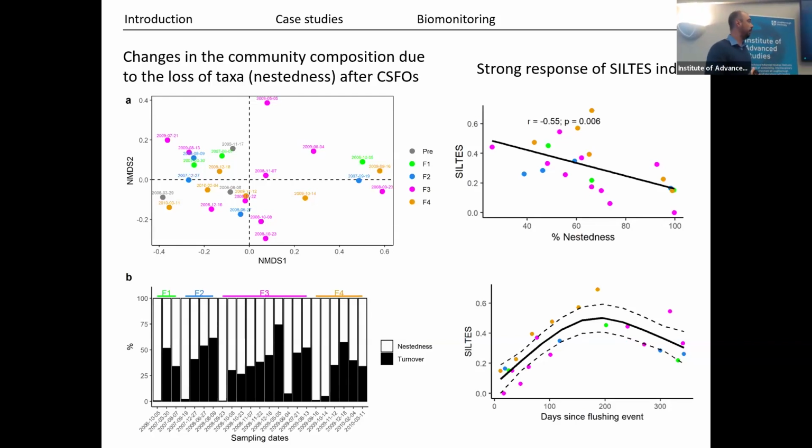Again, we found that these operations strongly altered the composition and diversity of macroinvertebrate communities, and especially these consisted in the loss of taxa during the first days after the operations. In particular, our proposed SILTEST index was strongly correlated to the nestedness, the main mechanism explaining the compositional variation of macroinvertebrate communities. And again, these results confirm that a stressor-specific index is probably more effective in monitoring these types of operations.